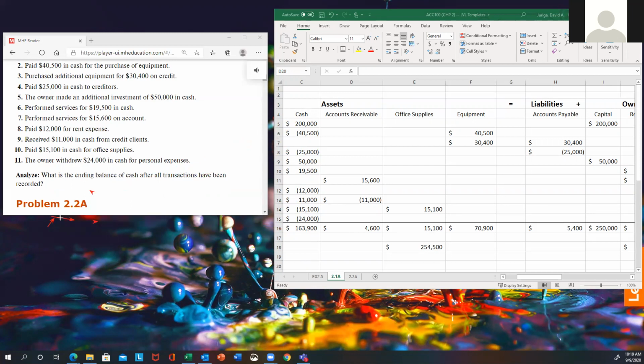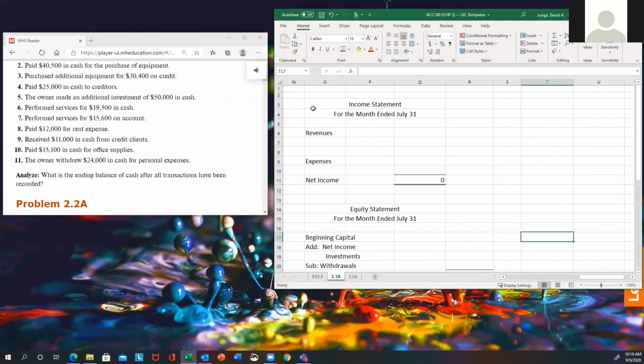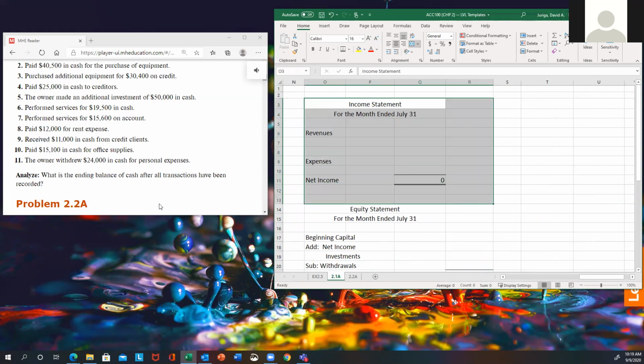But what we're going to do here is take all these accounts, and let me show you how you would then transition into your financial statements. So I've got this set up. Let's go over and take a look at it. So notice, here we have, we'll start with financial statement number 1.